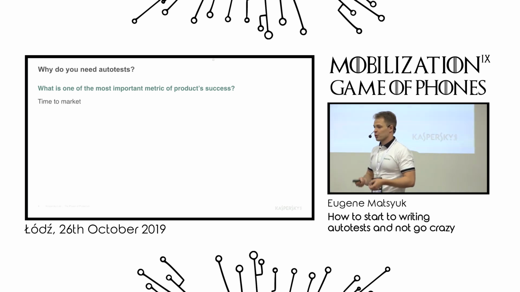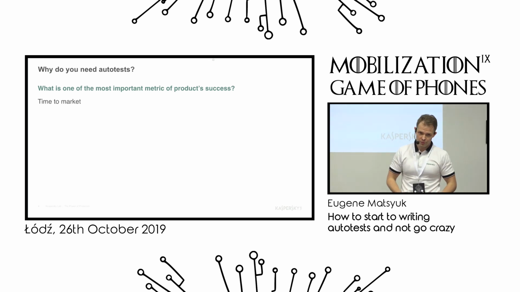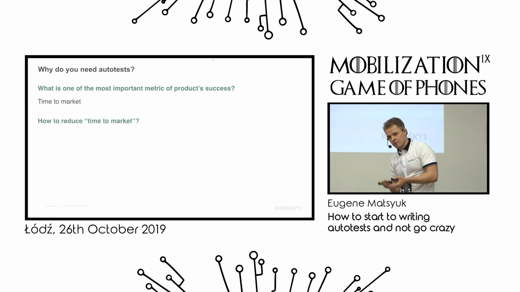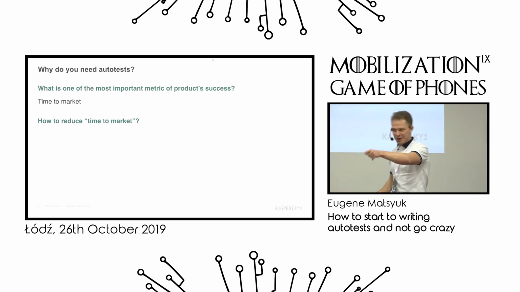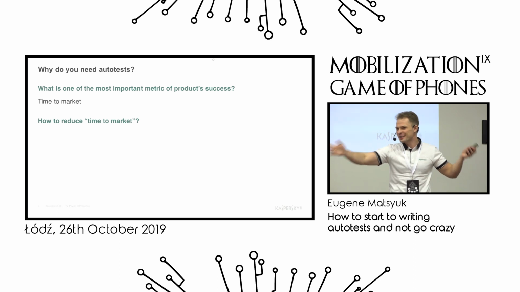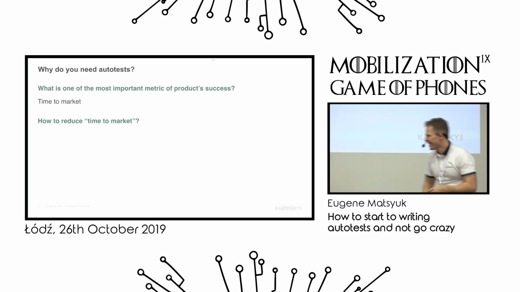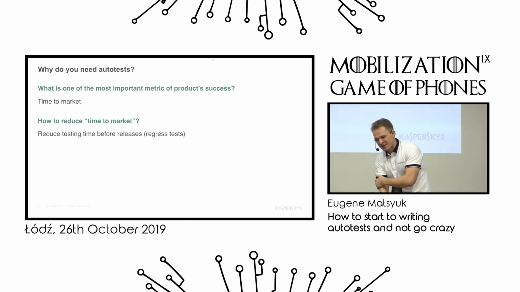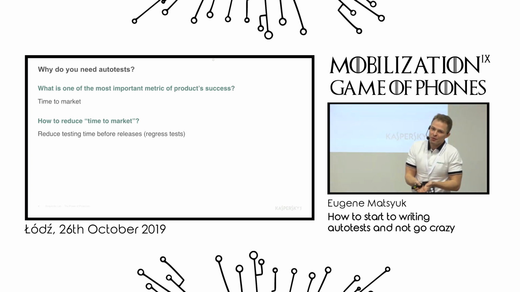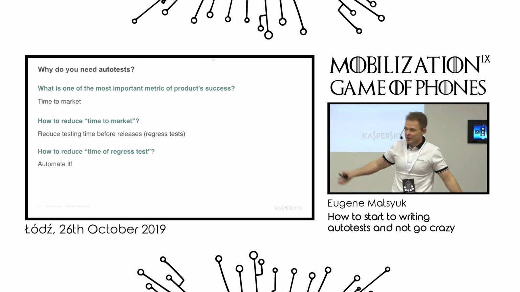Time to market is the time during which you implement the idea of a feature and deliver it to end users. And what do you think, how to reduce time to market? What ways do we have? Hire more people. Yes, okay, very good. Okay, what else? Automation. Yes, what else? Results from testing. Yeah, so that's something about that. To reduce testing time before releases and the time for regress tests, it's automation. Yeah, it's so logical.